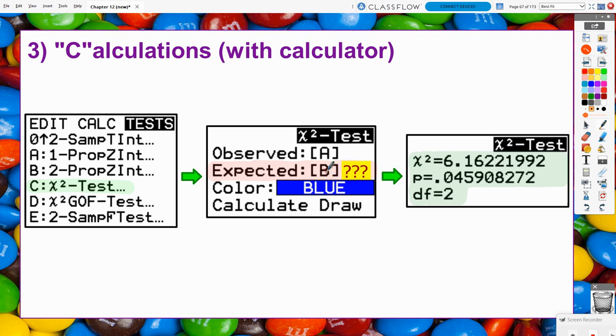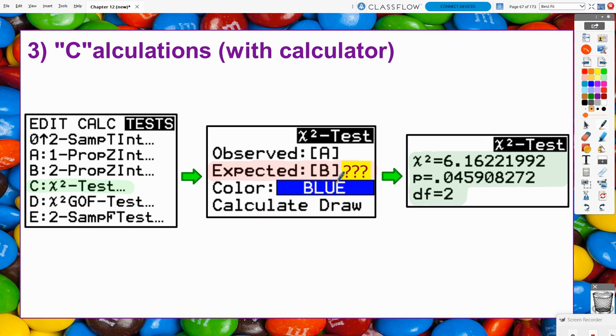Now, the only time you would need to change this would be if you had your observed matrix B. Then you might have to change the expected matrix to be matrix C instead, or something else. So that's why I always recommend, let's just put the observed always in matrix A. And by default, let's leave the expected as matrix B.